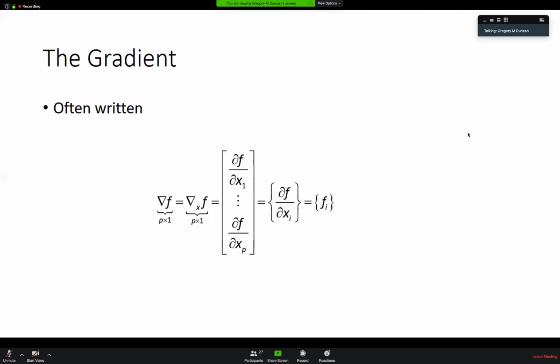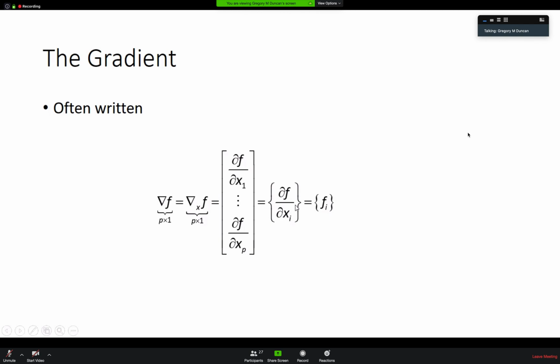The gradient is often written in many different ways. This is gradient of f. It's a p by 1 vector. Okay. Sometimes if f depends upon a vector x and a vector y, you will write partial x f, and that means we hold all of the y's constant, and then we take the partial derivative with respect to x1, x2, x3, x4.